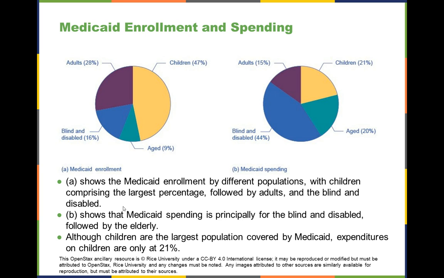And it shows the Medicaid enrollment by different populations, with children comprising the largest percentage. That's because children are the age group most likely to be impoverished. So they're going to be enrolled the most on Medicaid or similar programs like CHIP.